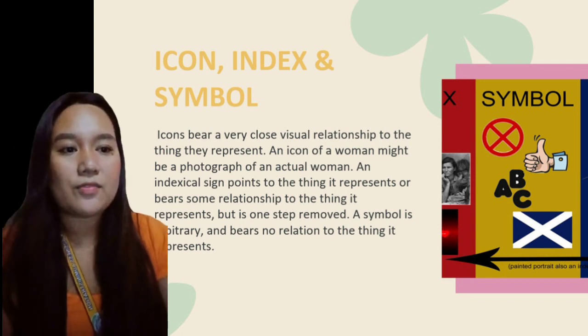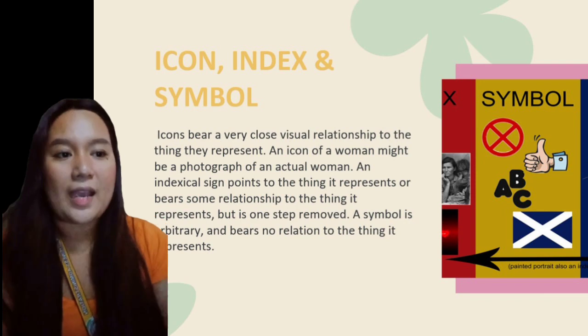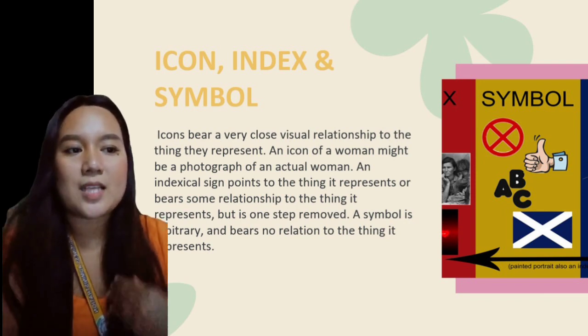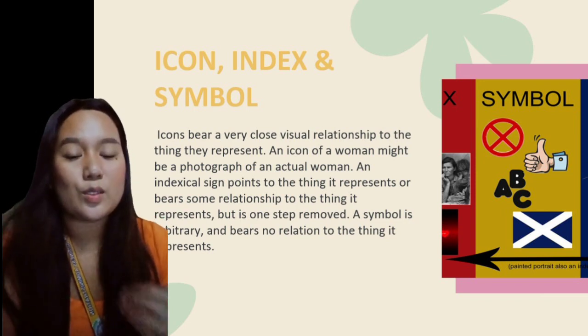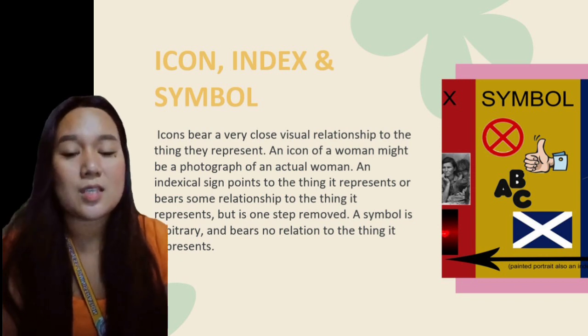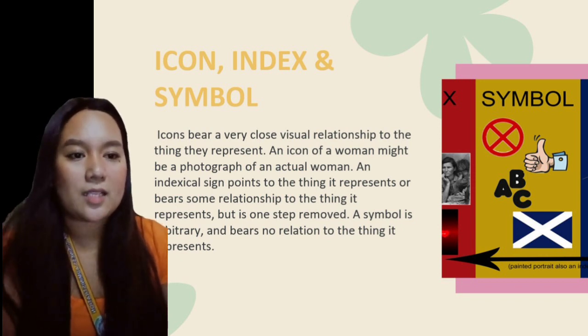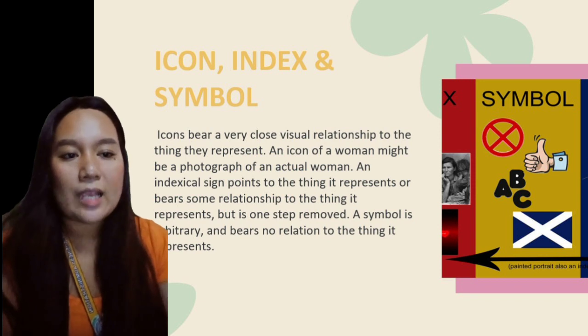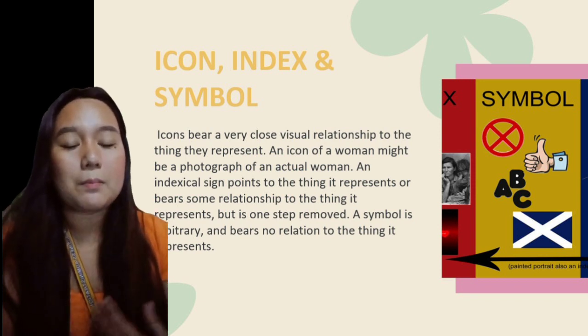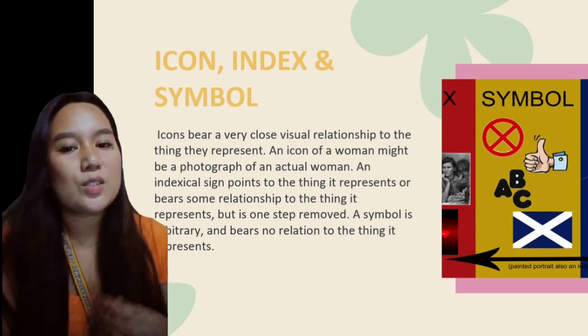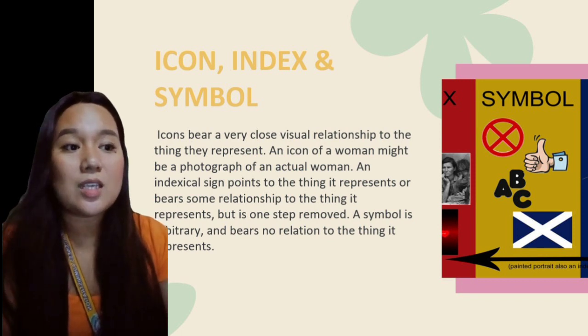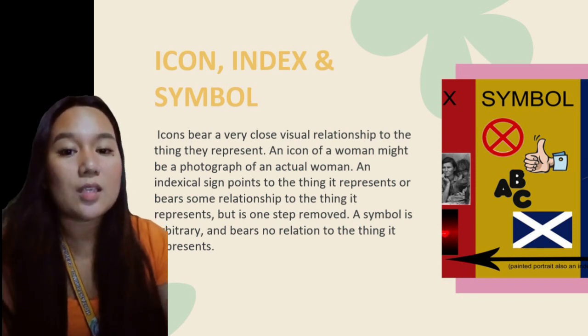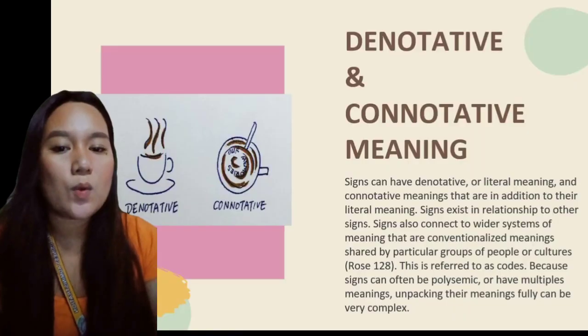An icon has a physical resemblance to the signified, the thing being represented. A photograph is a good example, as it certainly resembles whatever it depicts. An index shows evidence of what is being represented. A good example is using an image of smoke to indicate fire. The last one is the denotative and connotative meaning.